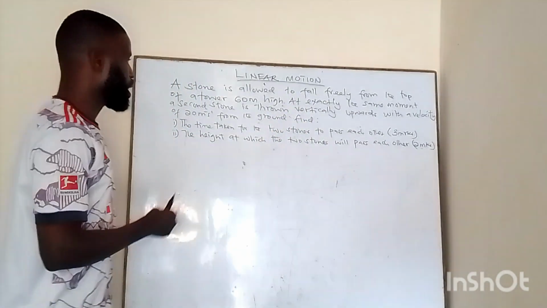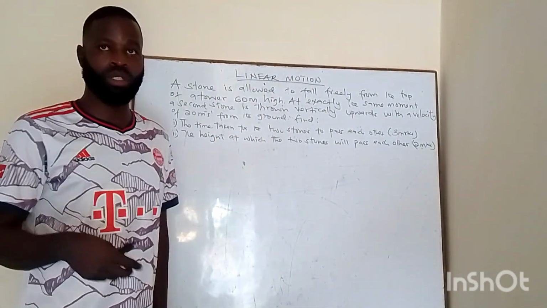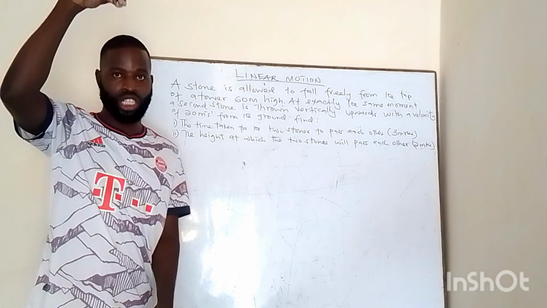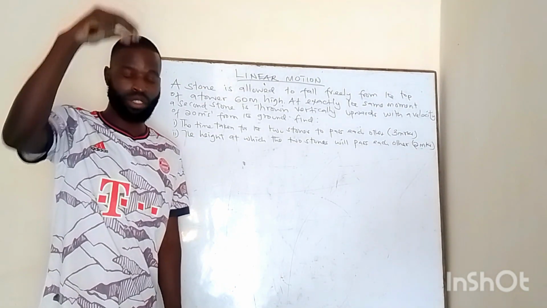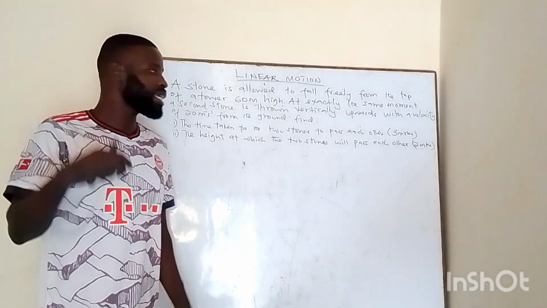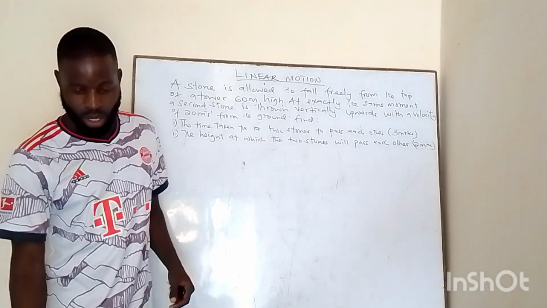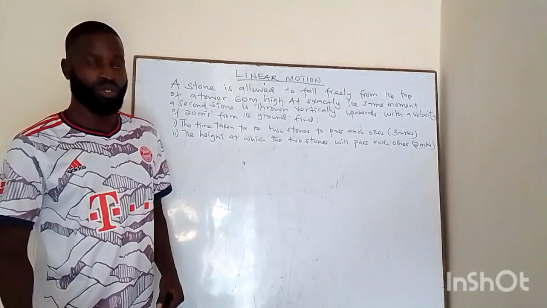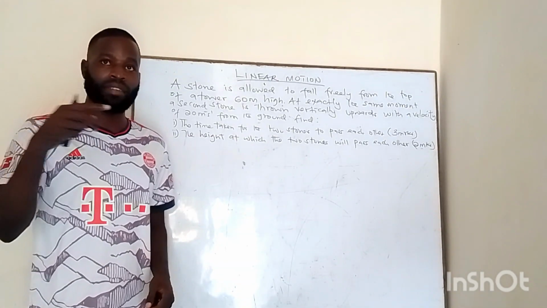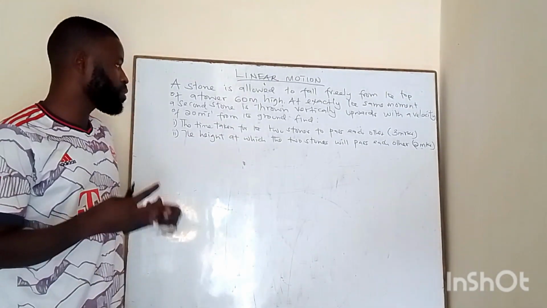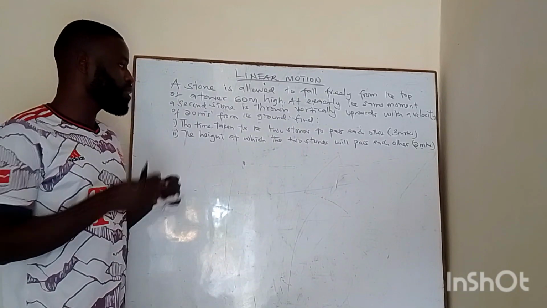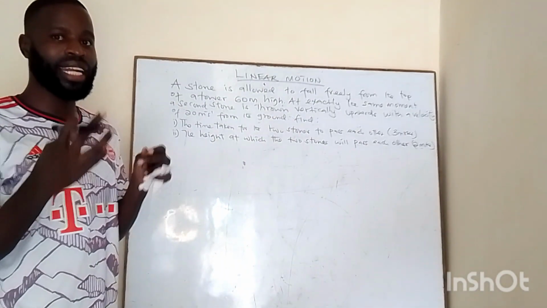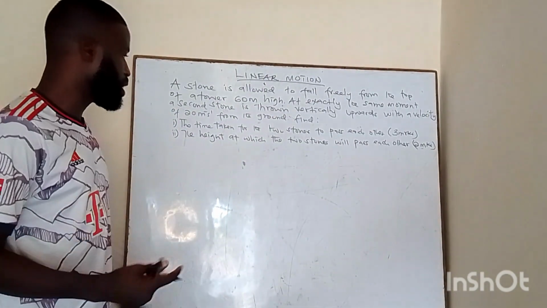So viewers, the question we are having here is about two stones. One stone is allowed to fall freely from a tower, and the height from the point of release to the ground is 60 meters, and the other stone is projected vertically from the ground at a velocity of 20 meters per second. The first question is the time taken for these stones to pass each other. Therefore, I'm going to represent this in a diagram before we execute.